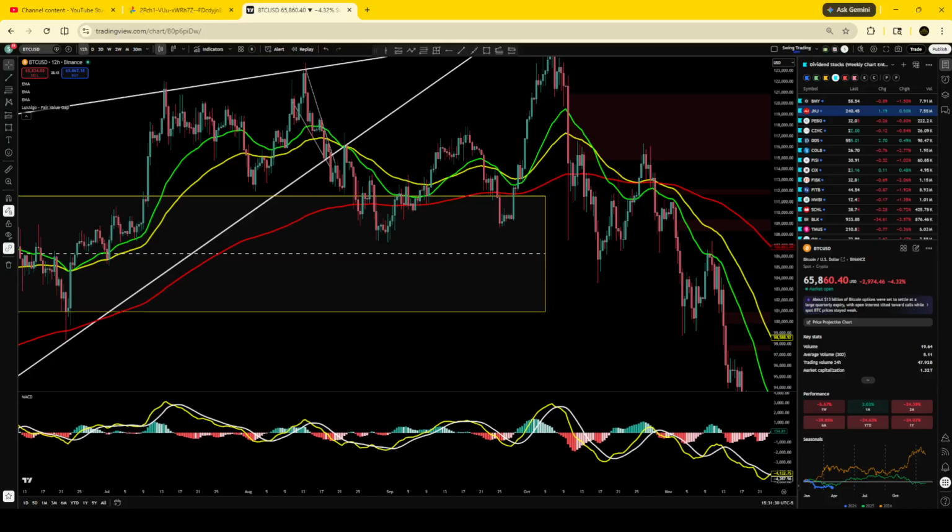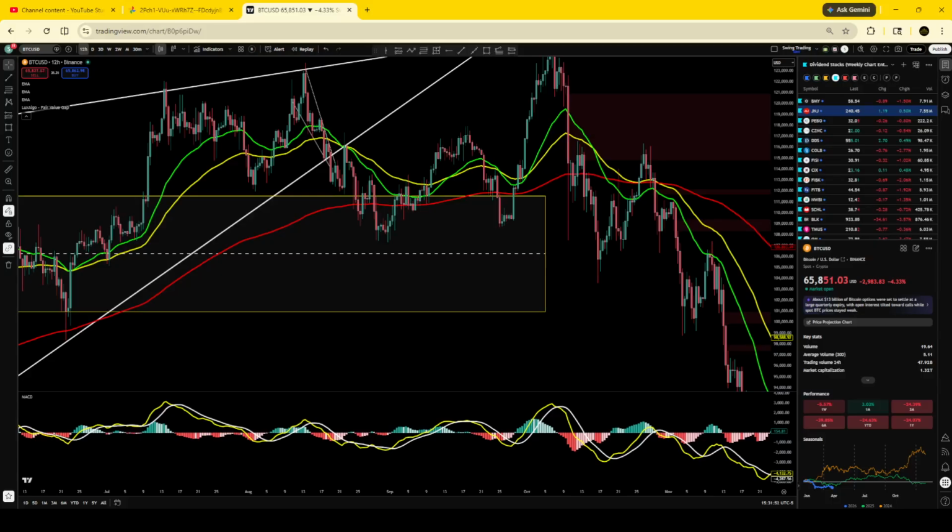Common beginner mistake. Most beginners chase price in the middle of nowhere. They don't wait for levels. This leads to bad entries and poor risk, and emotional trading. Professionals are patient. They wait for price to come to them.